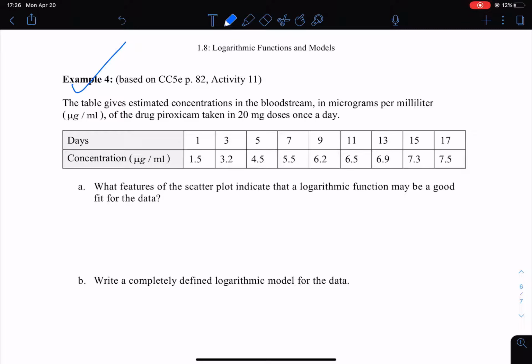For this one, because it has only one concavity, and it is concave up.